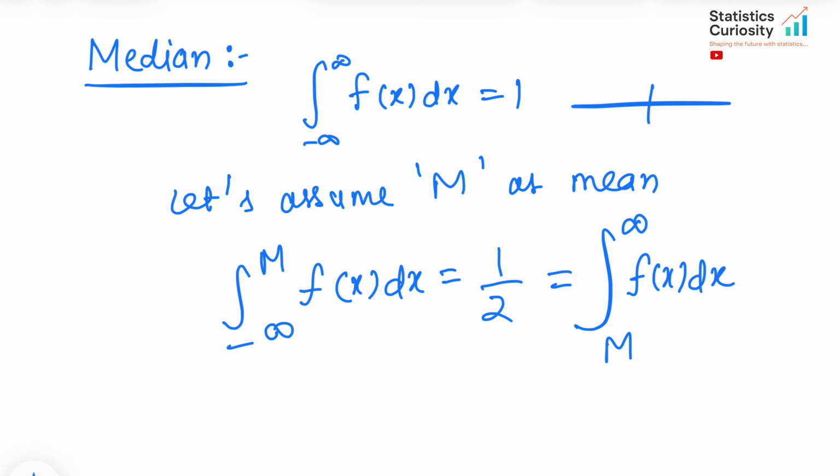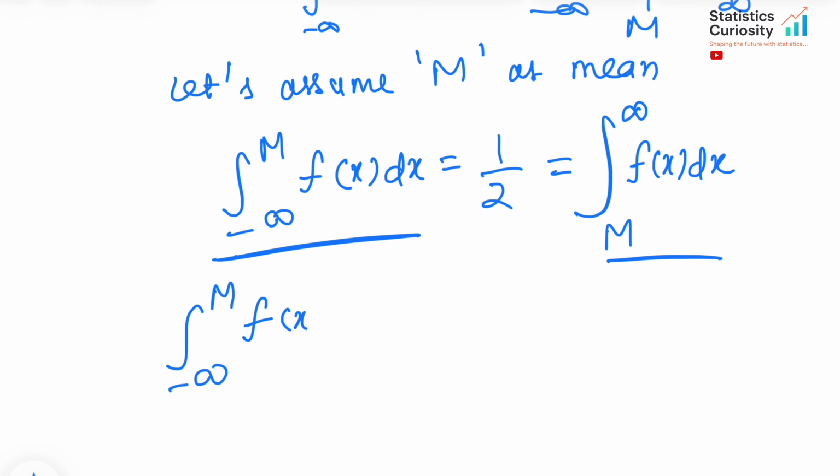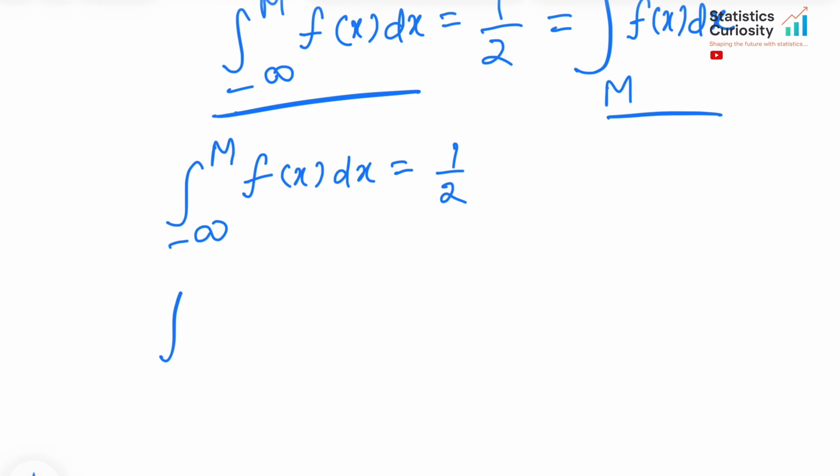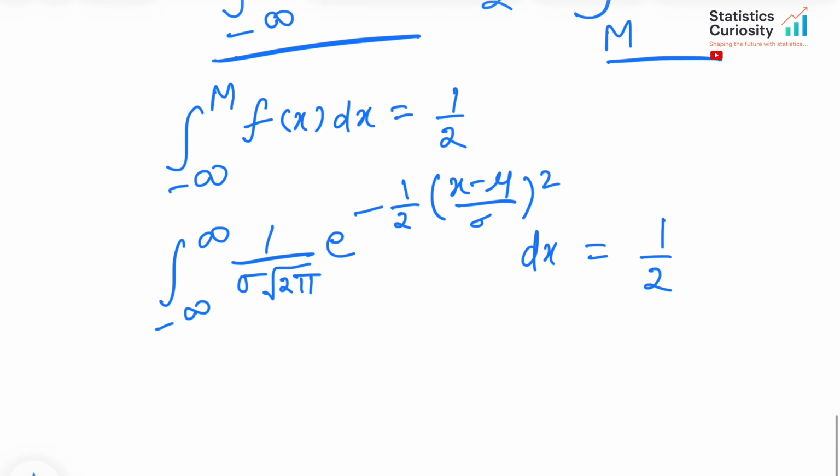Since this m should lie exactly at the middle, okay, as per the definition. So we can use either this or this one. So we will use this one. So minus infinity to median m f(x) dx is equals to 1 by 2. We will consider this. Okay. And we know the PDF of normal distribution is 1 upon sigma root 2 pi e raised to the power minus 1 by 2 (x minus mu divided by sigma) whole square dx equals to 1 by 2.